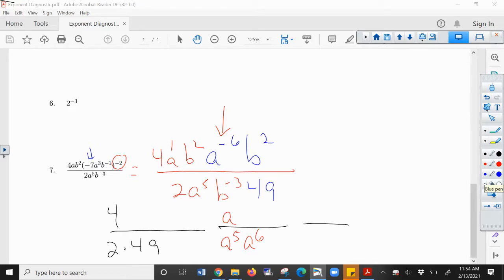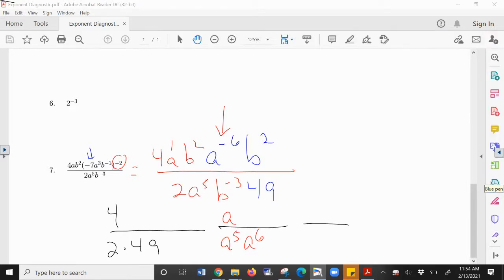Now I'm going to look at the b's. We have a b to the second on the top and another b to the second on the top. And I've got b to the -3rd in the denominator. B to the -3rd in the denominator is the same as having b to the +3rd in the numerator. So let's do it that way. Now I think we can gather up the answers. 4 divided by 2 is 2, so I'm going to end up with 2 on the top and 49 on the bottom. Okay, can't do anything with that.